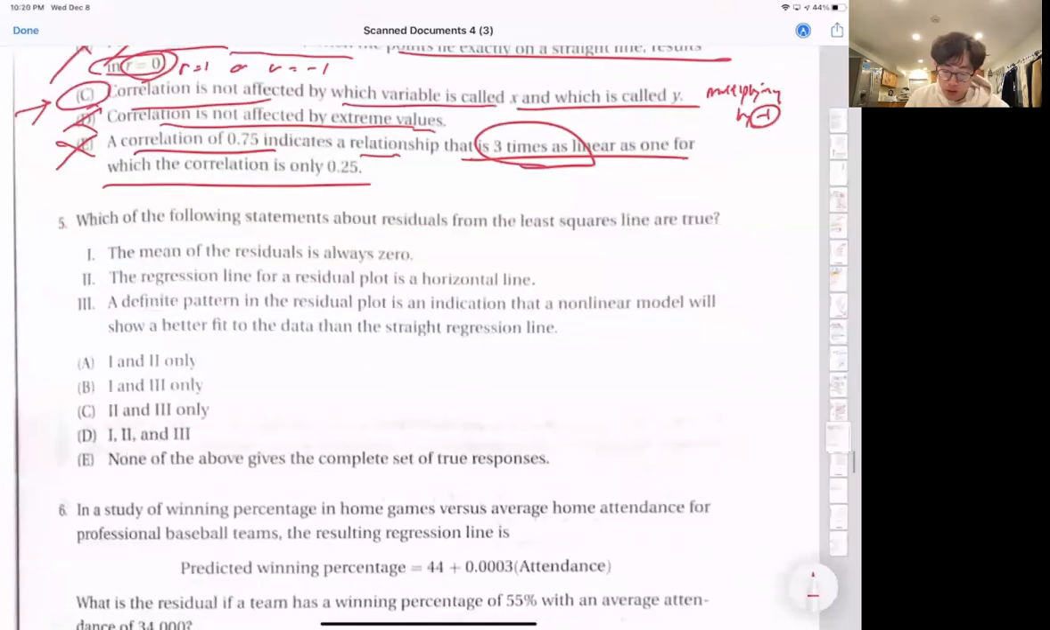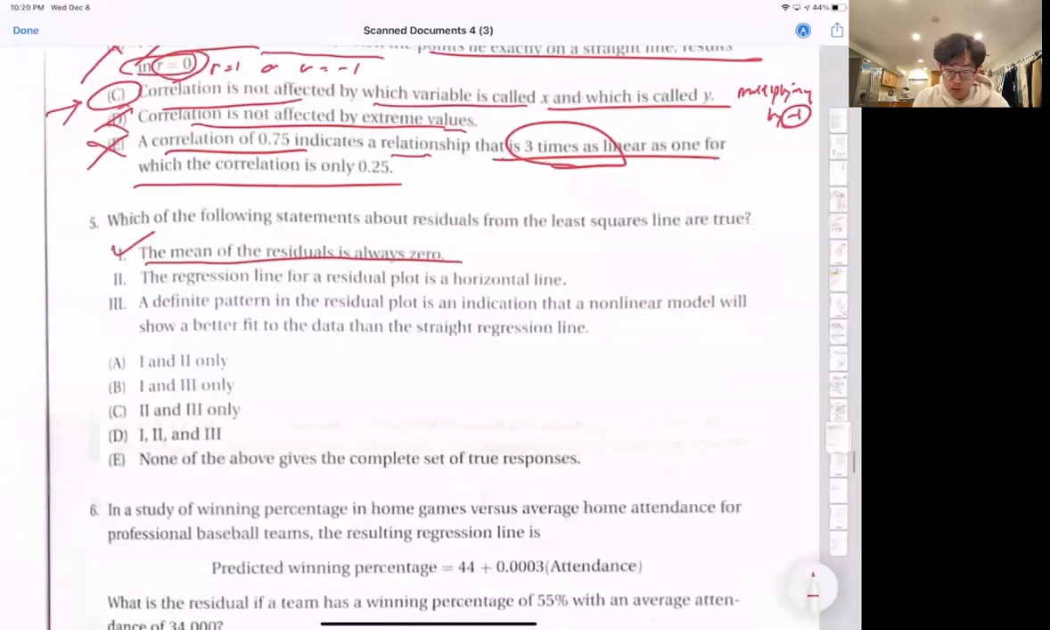Which of the following statements about residuals of the least squares regression line are true? For tomorrow, please note that the mean of the residuals is always 0. The sum of all the residuals is always 0. That's something that you must remember. The regression line for a residual plot is a horizontal line, it says. Let's see.